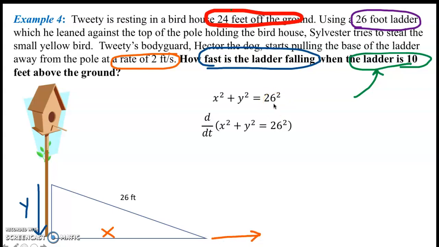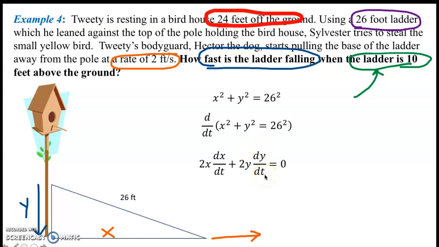So I take the derivative of this expression implicitly, with respect to time. The derivative of x squared with respect to time implicitly becomes 2x dx/dt. The derivative of y squared implicitly with respect to time becomes 2y dy/dt. And the derivative of a number, no matter what, is going to equal 0. Now, our goal was to find dy/dt.